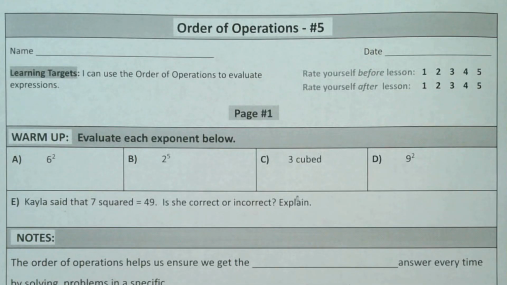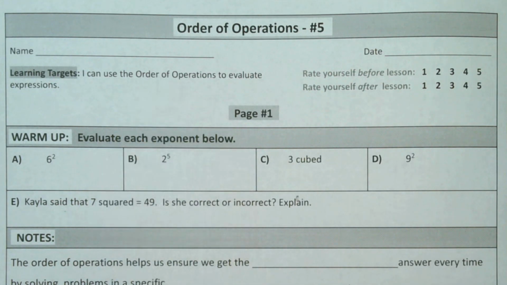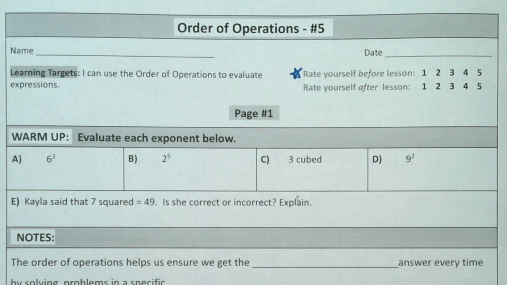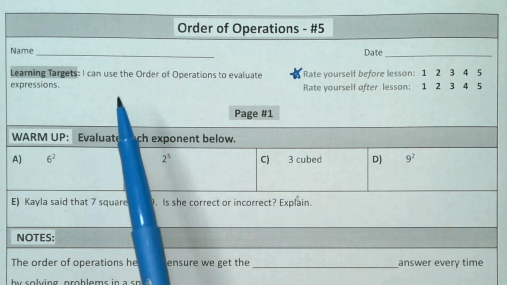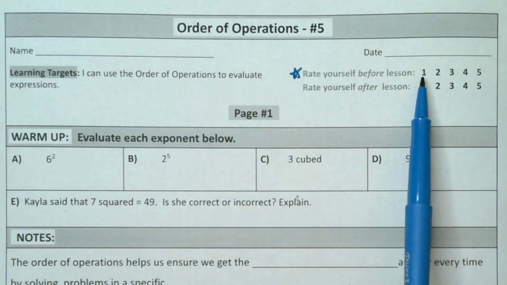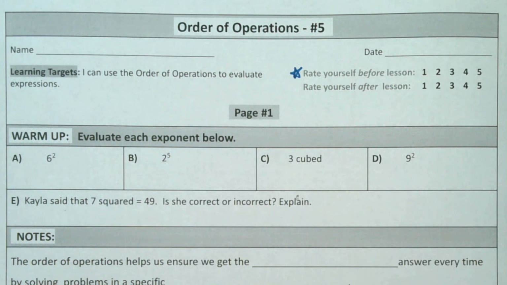Our learning target today is I can use the order of operations to evaluate expressions. Go ahead and take a second to rate yourself before we get started. How confident do you feel with our learning target? 1 being the least confident, and 5 being the most confident. At the end of the lesson, we'll come back and rate ourselves again after we've gotten some more practice.